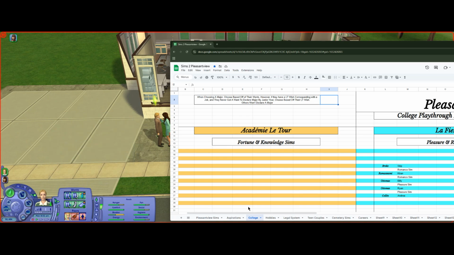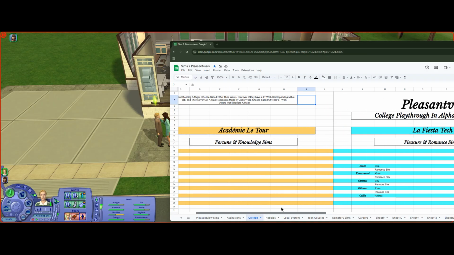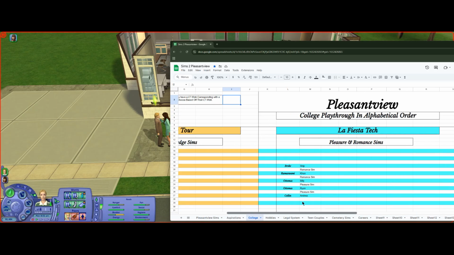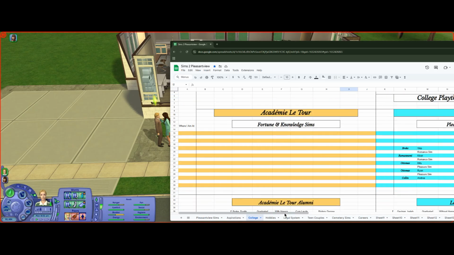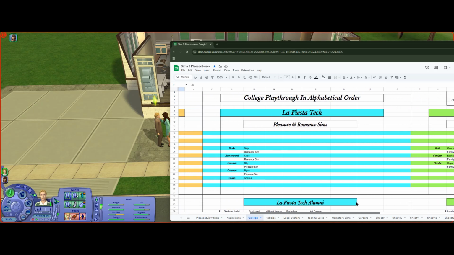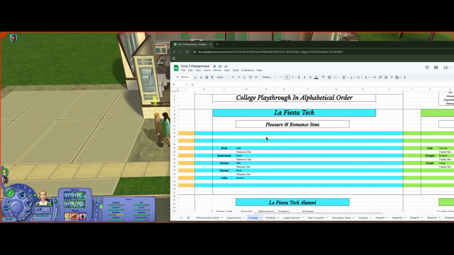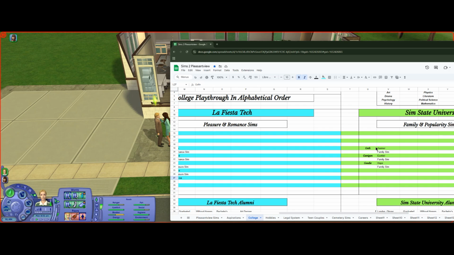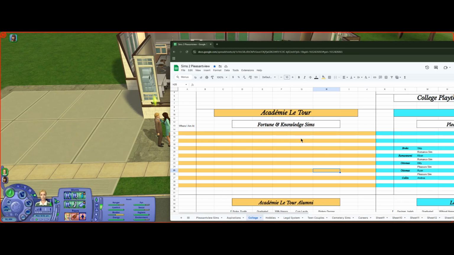But yeah, that's the idea on that. And obviously we have our 3 colleges here: Academy Latour, La Fiesta Tech, and Sim State University. So the Sims that are in college right now are the Sims that were born in the beginning of my rotation in Pleasantview. So we got Skip Broke, Karen Ramaswamy, Billy and Ryan Audemus, and their girlfriend Andrea. We have Gunnar Goth, Ezekiel Gavigan, and Hope Goody. So yeah, all the Sims that were babies in the beginning of Pleasantview are in college now.